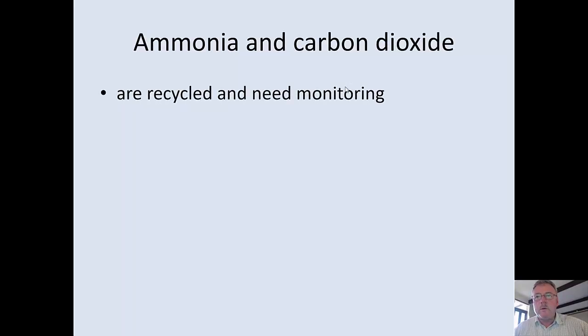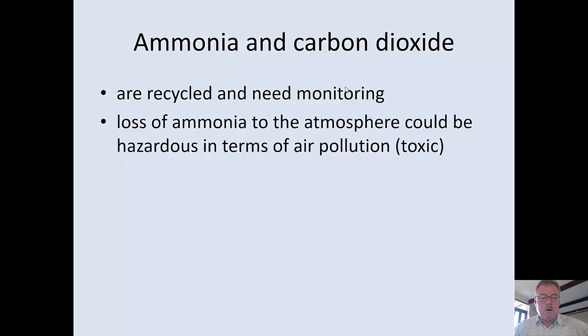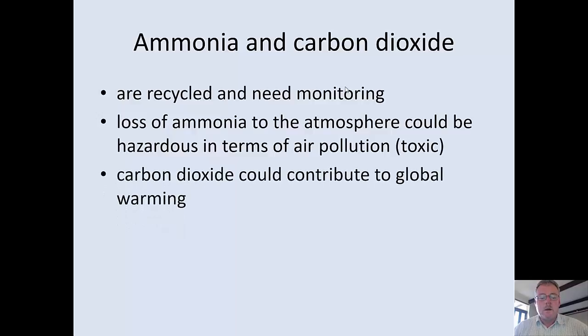The ammonia and the carbon dioxide tend to be recycled. They can be recycled, they are, and that needs to be monitored a lot. You've got your ammonia lost to the atmosphere. If it does get out, it can be very hazardous, it's very toxic. It causes massive problems for people, respiratory problems. Carbon dioxide, if it is allowed to get out, or allowed to be discharged in the atmosphere, can contribute to global warming. It's a greenhouse gas.